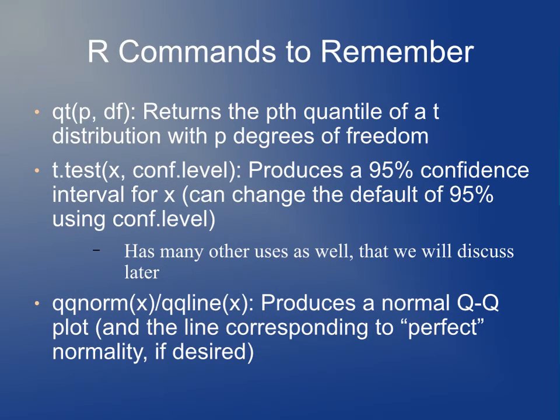Here's the R commands that you can use to do this type of analysis. QT will give you quantiles of the t-distribution. T.test you can use to calculate confidence intervals. QQ norm and QQ line can be used to produce normal QQ plots to test if your data is normally distributed.